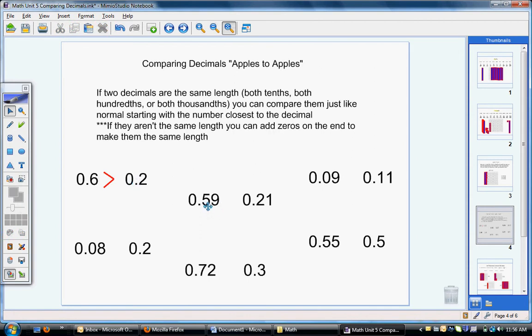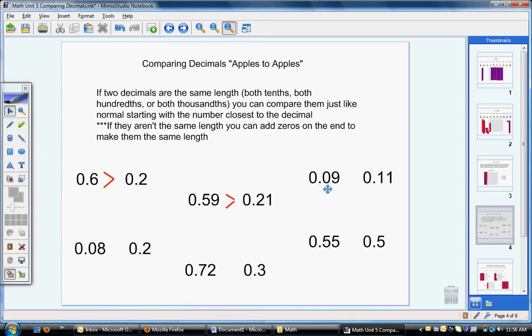On this one I have 59 hundredths and 21 hundredths. They both have 2 digits after the decimal place. So they're both in the hundredths place value, so I can compare them like normal. Here I look at the one next to the decimal and it's a 5. The one next to the decimal here is a 2. Well, obviously 5 is bigger than 2. So 59 hundredths is greater than 21 hundredths.